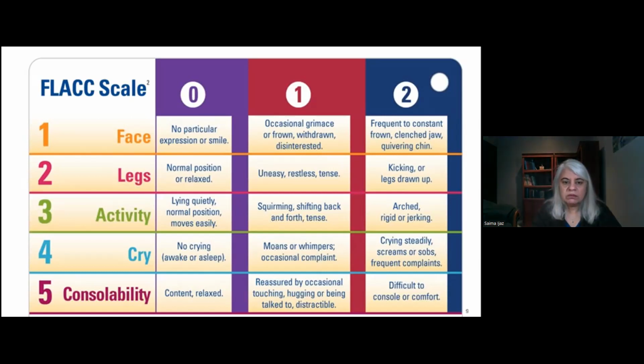In the rightmost column that says 2, we see the signs as frequent to constant frown, clenched jaw, quivering chin, kicking or legs drawn up, arched, rigid or jerking, crying steadily, screams or sobs, frequent complaints, difficult to console or comfort.